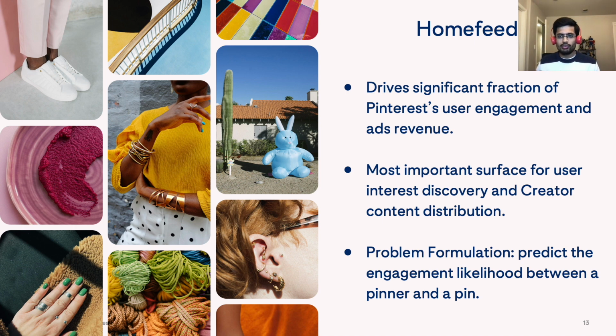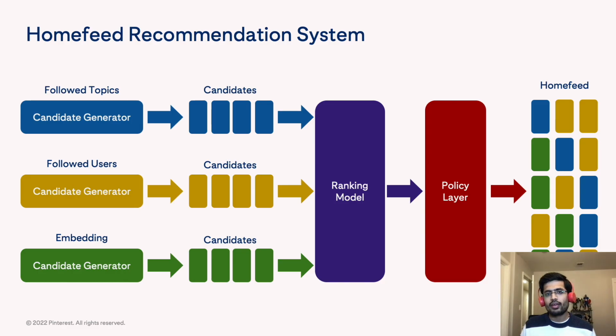The core problem at the heart of the Homefeed recommendation system is simple. A user has come to the platform and you need to show different content. To do so, you need to predict for each pin the likelihood that the user will engage with it. So that's basically what the problem is about.